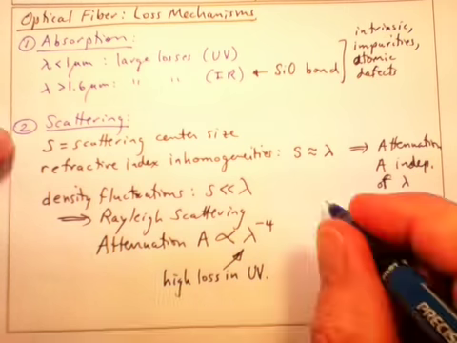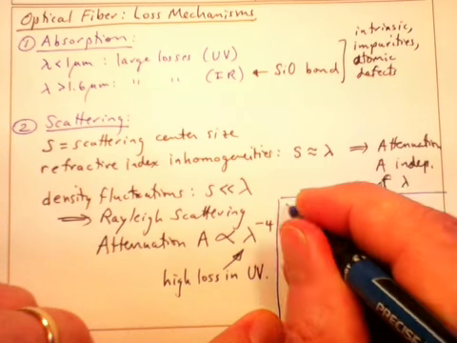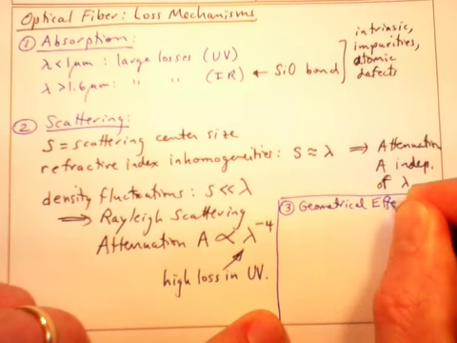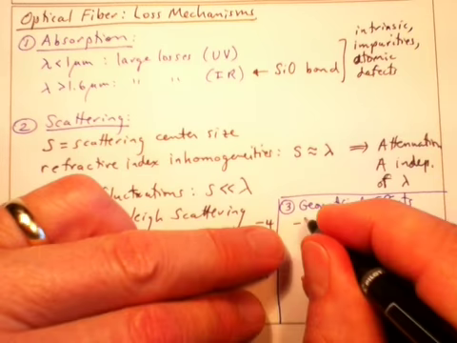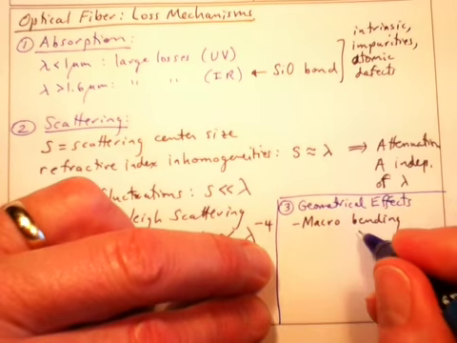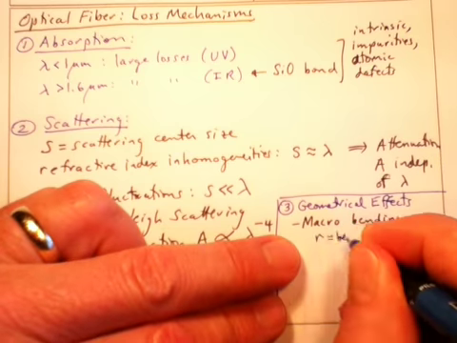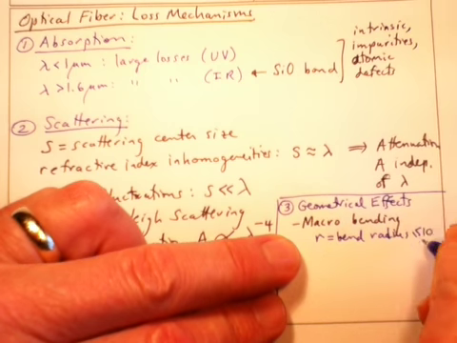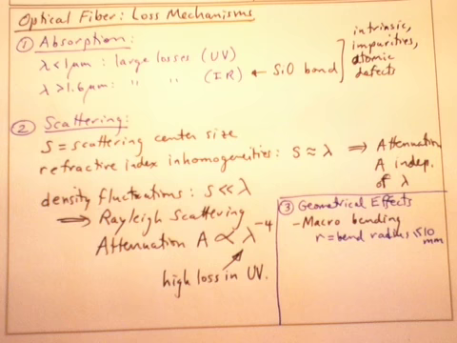Okay. The final category of losses is, and I'm running out of space here, but I'll see if I can sneak it in, geometrical effects. Just very briefly, we've got two of them, macro bending and micro bending. With macro bending, typically if the bend radius is less than or on the order of 10 millimeters, we'll have a problem. You can't bend the fiber in too short of a loop.